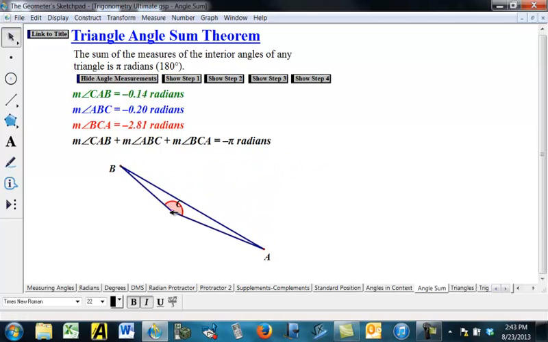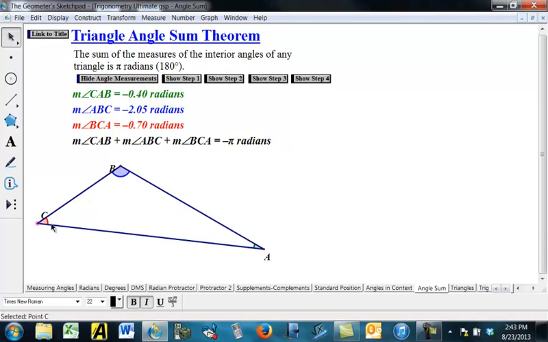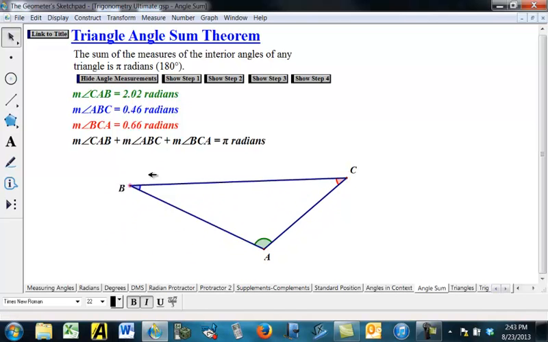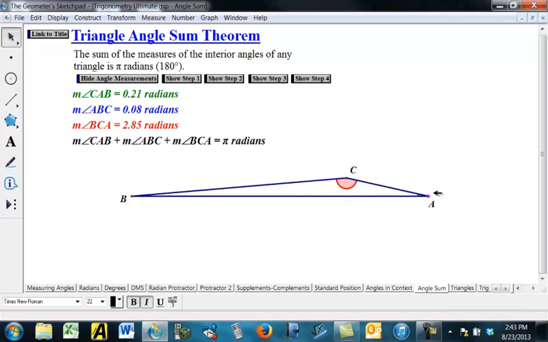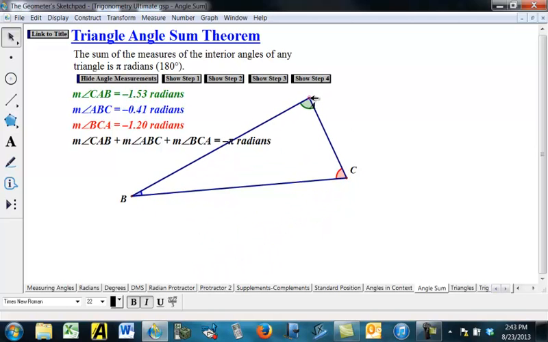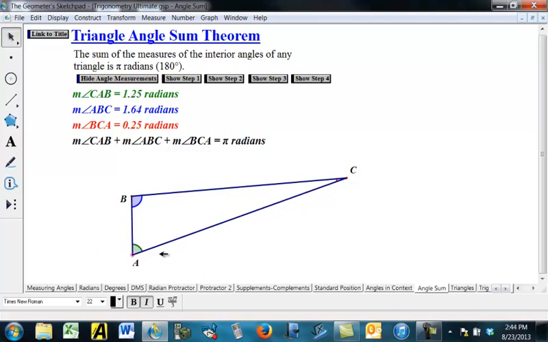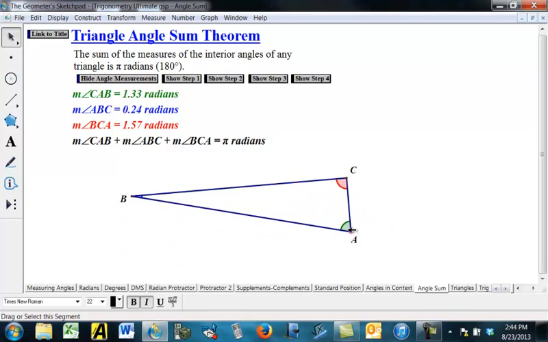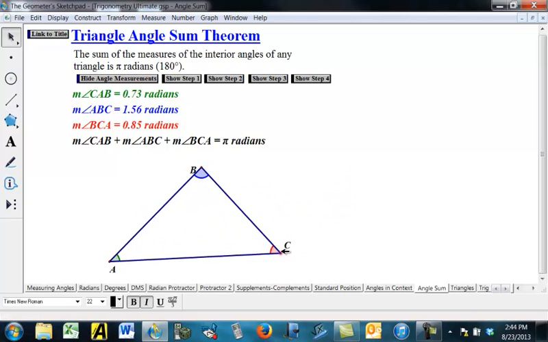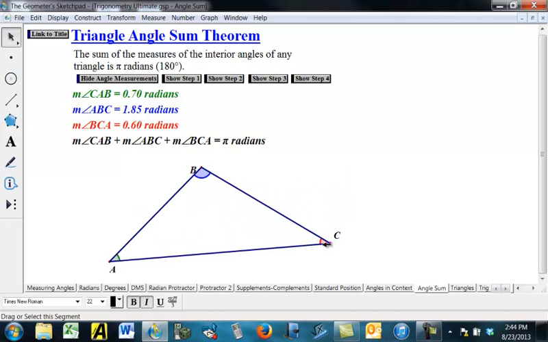If we change this by moving it around, notice that these values do change, but the sum is always pi radians. Seems like when I invert these, it's measuring them all backwards. But if we go down here, we get it measuring like this. And so here we can see this.